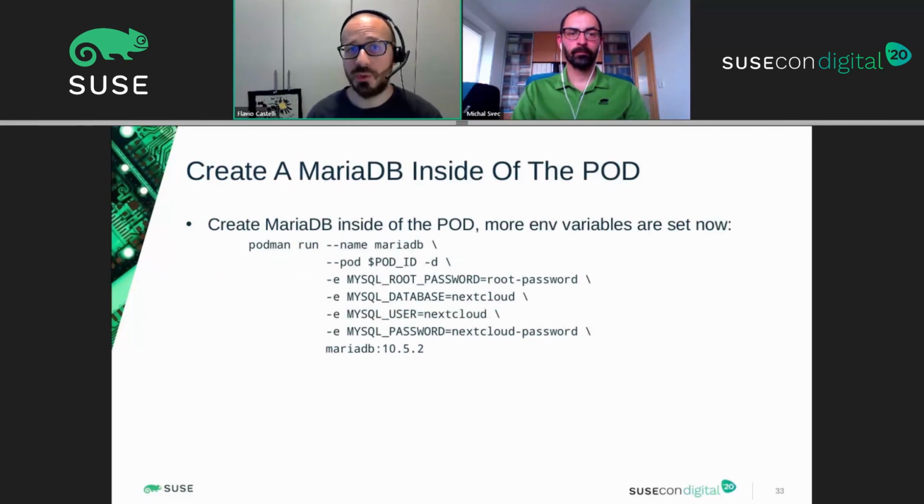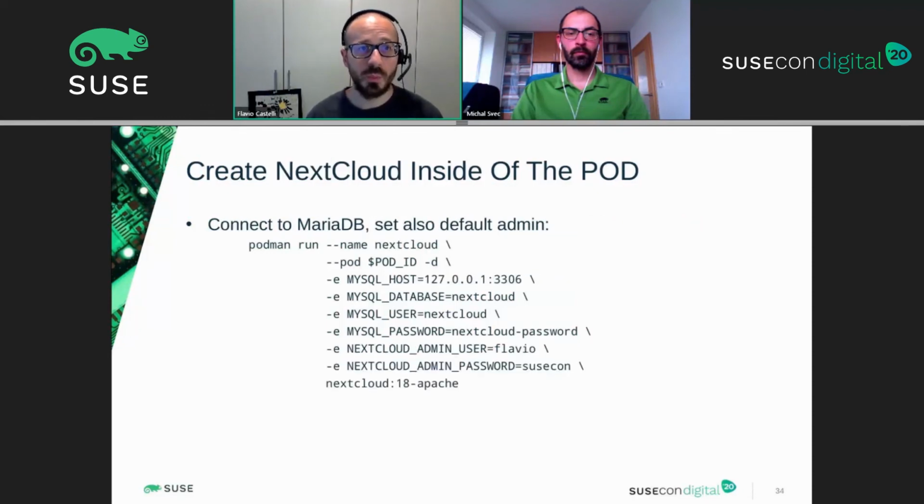Next step, we are going to start MariaDB, and this is the same command that we have used a couple of slides ahead, with the single exception of the --pod flag. This tells Podman to create this container inside of the pod that we previously generated. Finally, we create Nextcloud, and we connect that to MariaDB. The creation of Nextcloud happens inside of the very same pod that MariaDB is using, as you can see from the --pod.